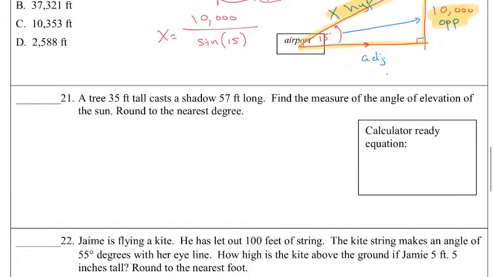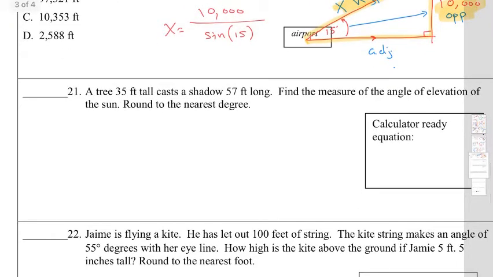All right, moving on to question number 21. Number 21 says a tree that is 35 feet tall casts a shadow that is 57 feet long. I'm going to go ahead and draw that. The shadow is going to be the horizontal distance, so I'm going to label that 57 feet and the tree 35 feet. It says find the measure of the angle of elevation of the sun, and they want us to round to the nearest degree.